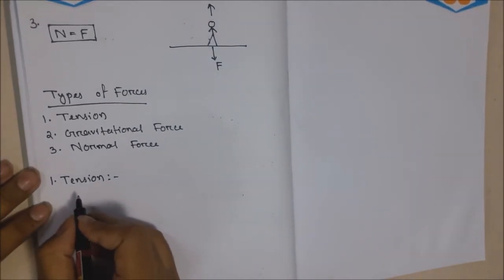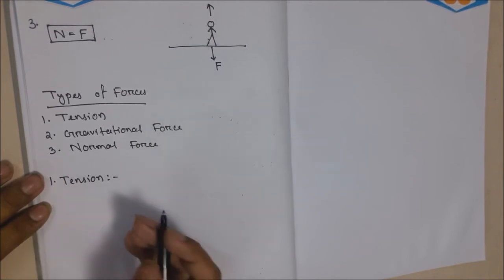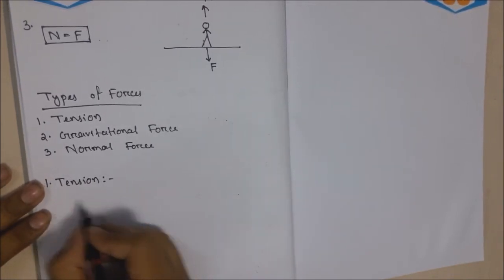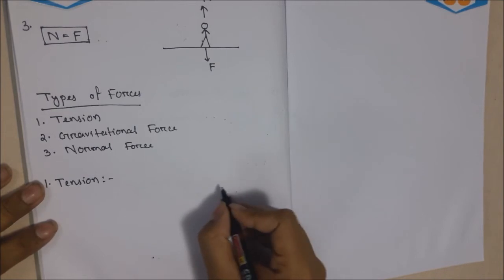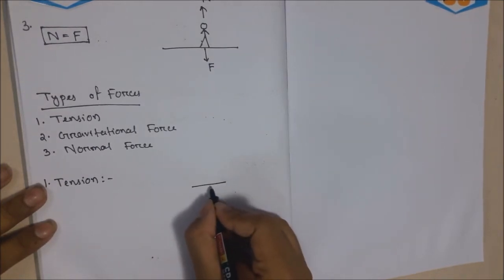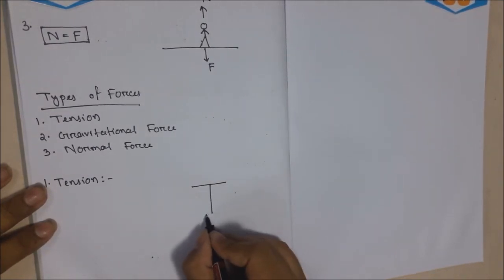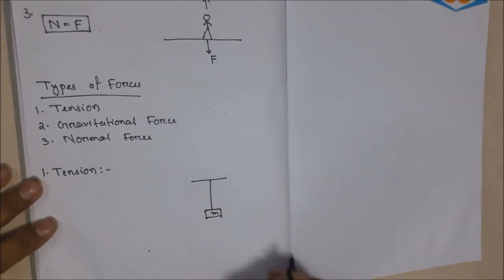This is a force which comes into act in the ropes or in the chains. Now let me show you a diagram. Let this be a roof, and this is a rope. This is the body of mass m hanging with it.